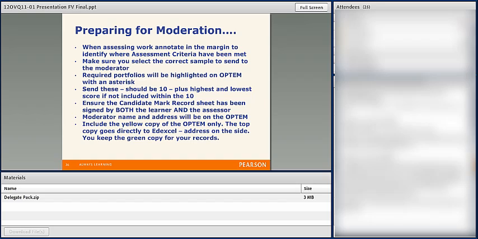And if you can identify where you think the assessment criteria have been met, it makes our job easier as moderators to say, yes, we can see why you have assessed that piece of work to that mark. So annotation is important.